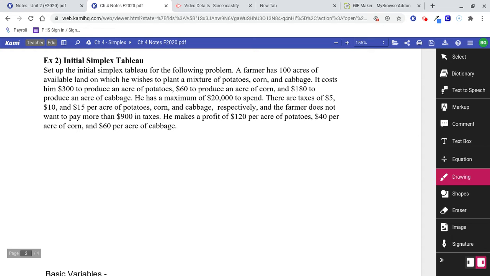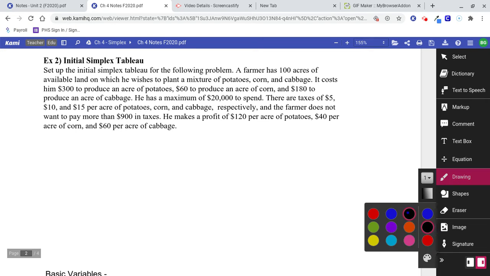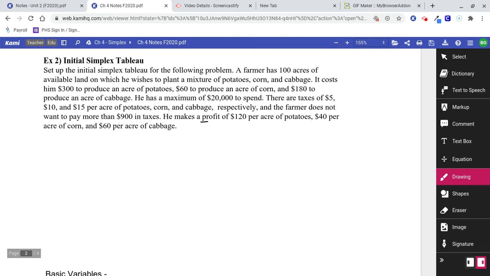There is a tax of $5, $10, and $15 for potatoes, corn, and cabbage, and the farmer does not want to pay more than $900 in taxes. He makes a profit of $120 per acre of potatoes, $40 for corn, $60 for cabbage. Okay, there's a lot going on there. The first thing that jumps out at me is that he's talking about profit, so I know this is a maximize problem.